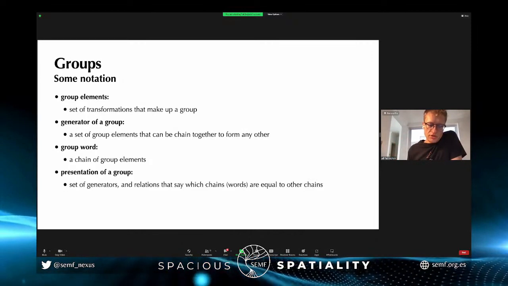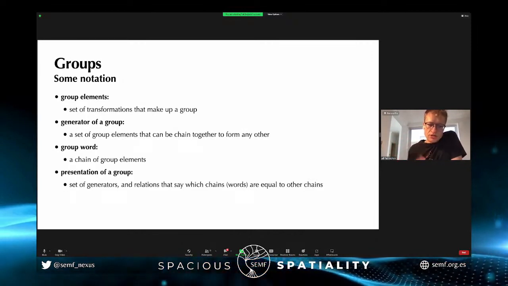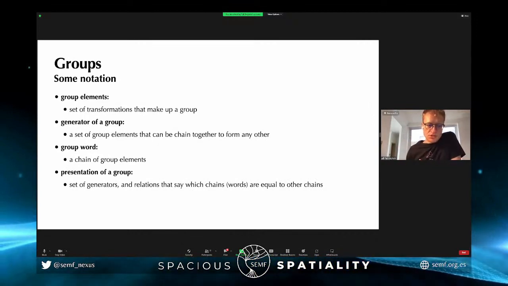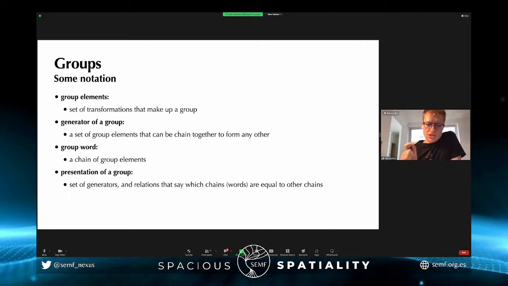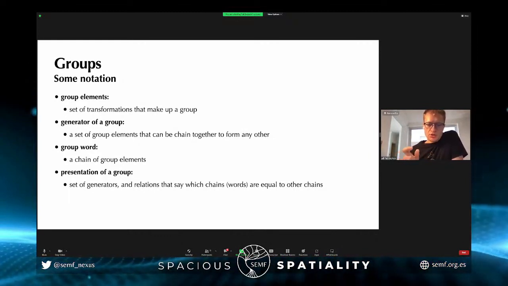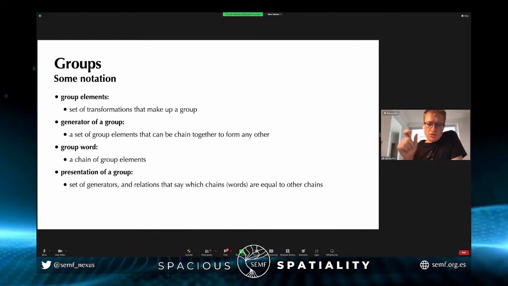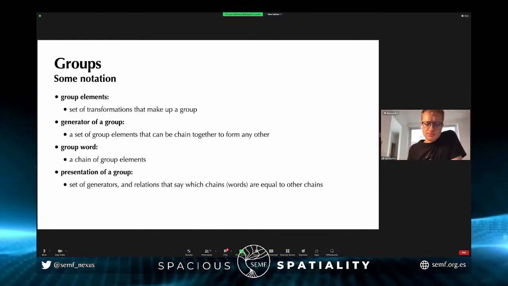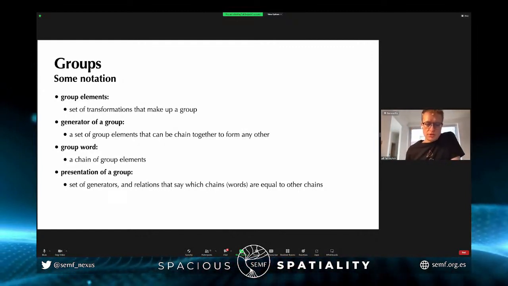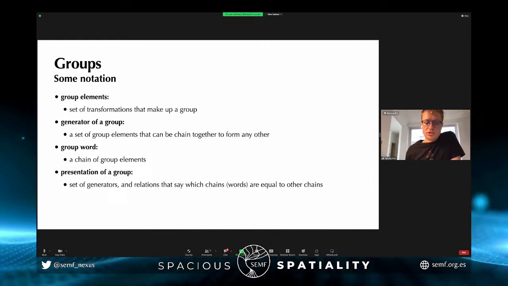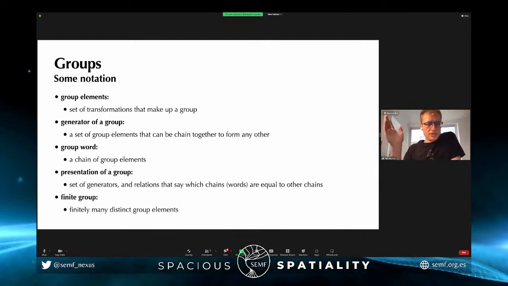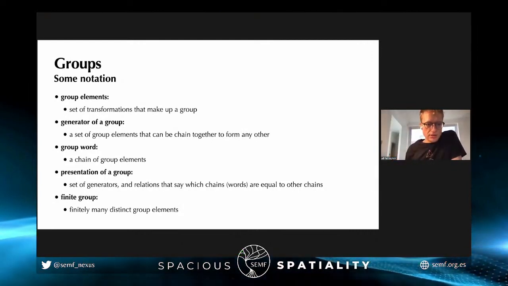A presentation of a group is a way of fully describing a group by coming up with names for its generators and then saying what relations they must have. In other words, what rules you have to turn group words into other group words that represent the same thing. That's a little bit abstract, but it'll become more intuitive when we work through some examples that make it clear that it's a computational process. And then, of course, a finite group is a group where the number of elements is finite, and those are the only ones we'll be looking at.